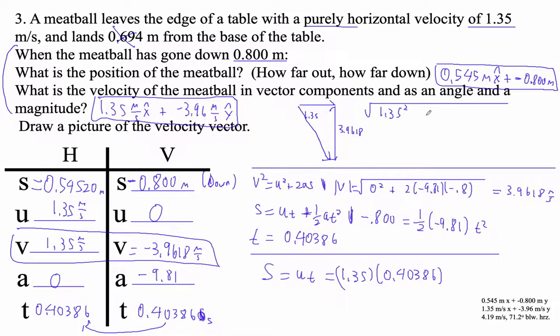And the magnitude is going to be the square root of 1.35 squared plus 3.9618 squared. I stored that in the variable v, so I have to square the v. I'm getting 4.1855, so I guess 4.19 meters per second.